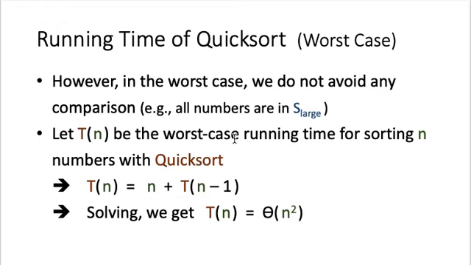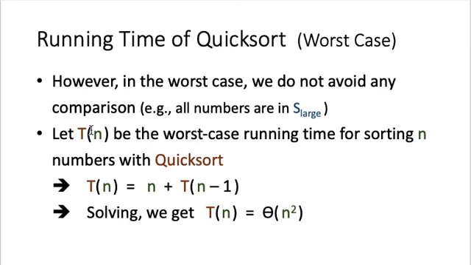For instance, suppose that when we are picking a certain p as the pivot, we are so unlucky that after this partitioning step, after this separation step, we find that all the numbers are in S large. So in such a case, we are not avoiding any comparison because there is nothing in S small at all.